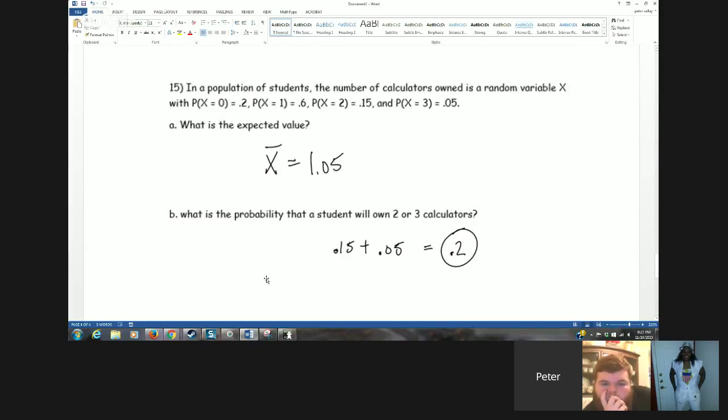And then part B is asking what's the probability that a student will own between 2 and 3 calculators. So I just take the probability of 2, add that to the probability of 3, and that tells me the total is 20%, or 0.2. So anyway, that's how you do number 15.